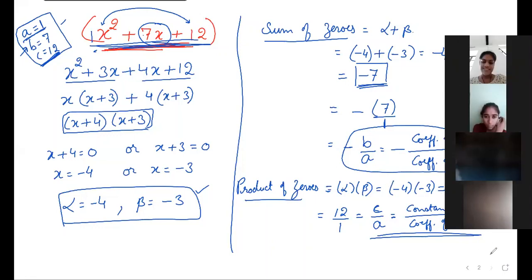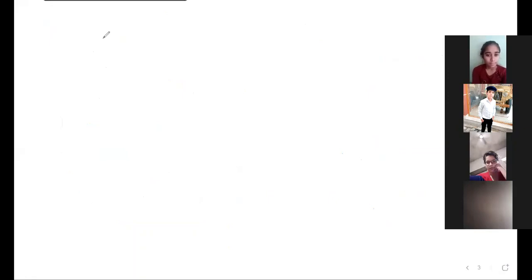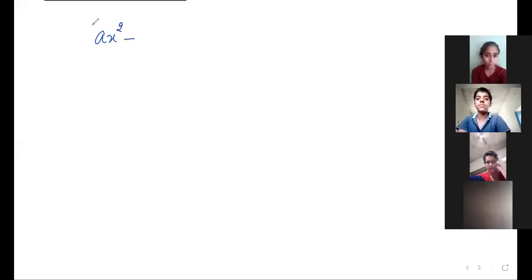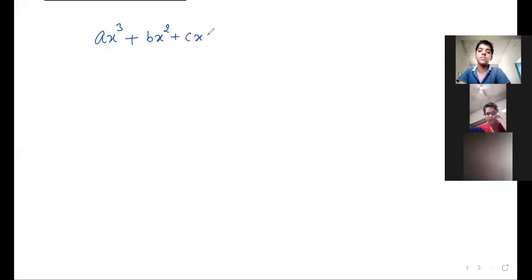Okay, so let us move ahead now. Now we have done the relation between the zeros of a quadratic polynomial. Same type, there is a relation for a cubic polynomial also. Like ax cubed plus bx squared plus cx plus d. Now this is a cubic polynomial.